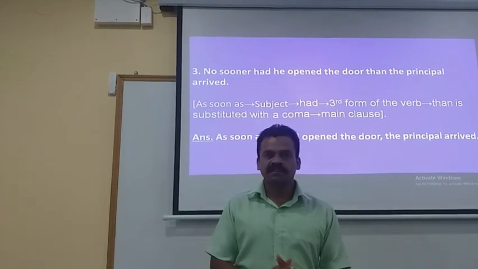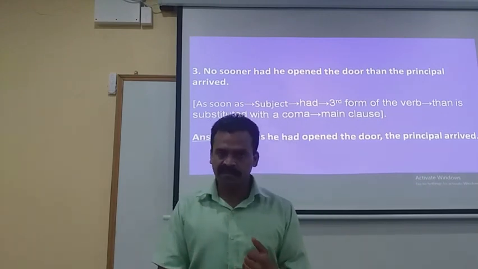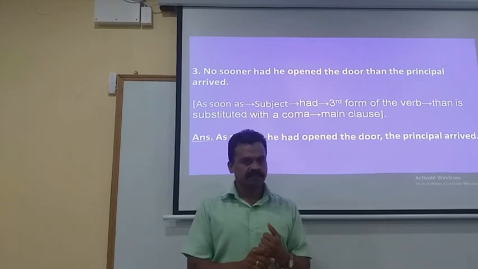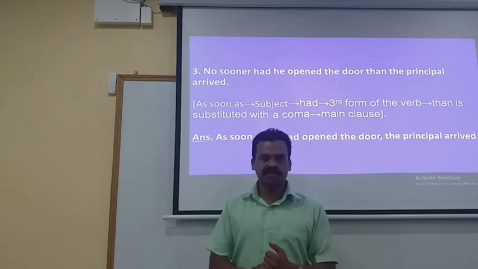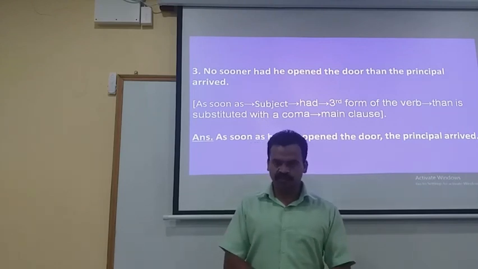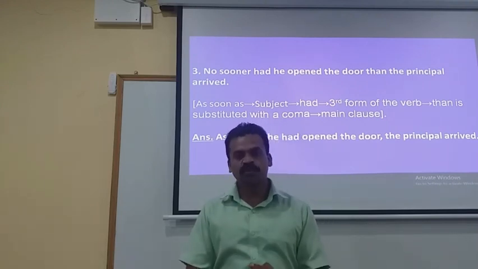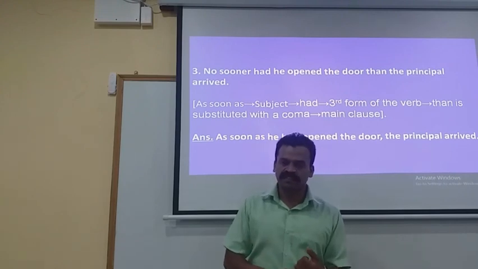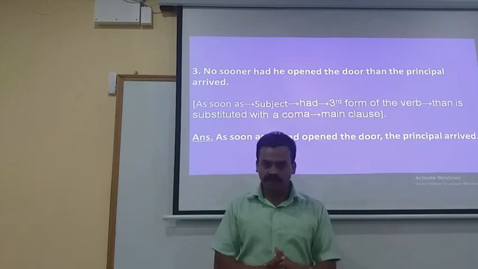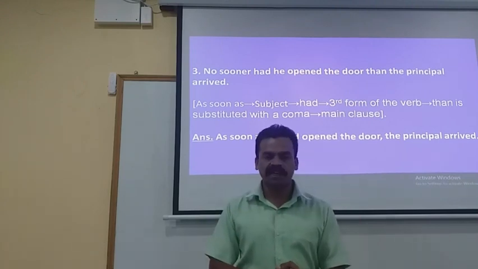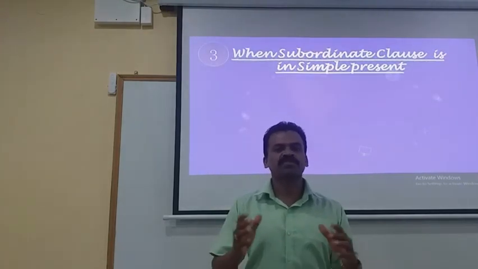We have already seen how the transformation takes place when the subordinate clause is in simple past. That's what we saw in the beginning, how 'as soon as' is converted into 'no sooner than', 'hardly when', and 'scarcely when'. And immediately after that we saw, when the subordinate clause is given in past perfect, how to transform those sentences into 'no sooner than', 'hardly when', as well as 'scarcely when'. So that is what we have already completed. Now one more part is left over, that is when the subordinate clause is in simple present. That is what we have to see now.